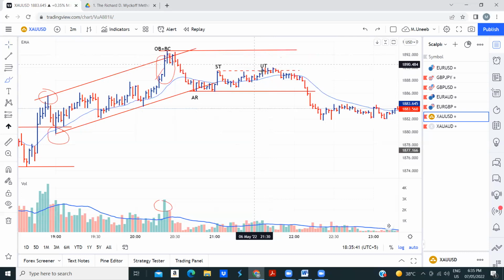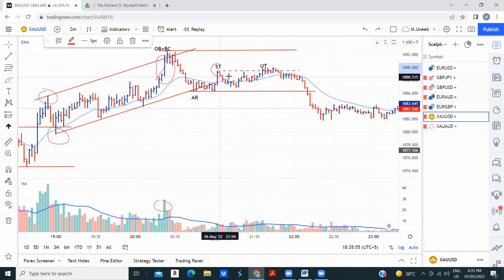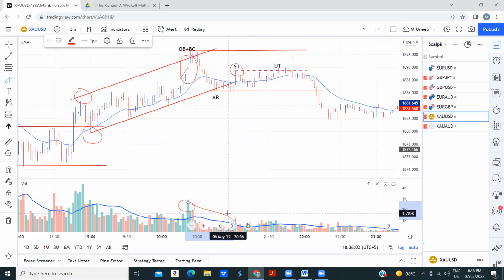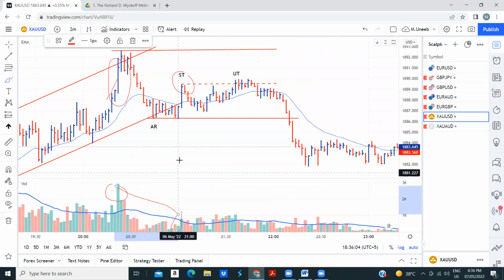So our upthrust, we should observe upthrust at this level, not at this level. Okay? So upthrust, what will happen? If you compare the volume of overbought, which is here, and the secondary test volume, which is here, you see that the volume is decreased. Am I right? Yes. Okay, volume is decreased.